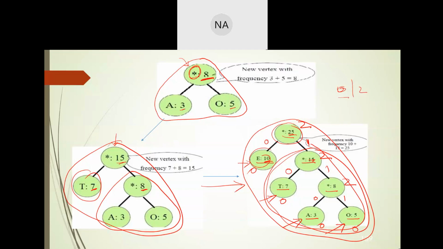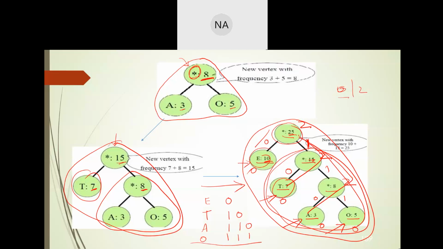So for E, what is the label? 0. For node T, what is the label of the path? This is the path, so here we have 1 and then 0. For A, the path is this, so we have 1, 1, 0, and for O, the path is 1, 1, 1. So these are the codes obtained using the Huffman algorithm.